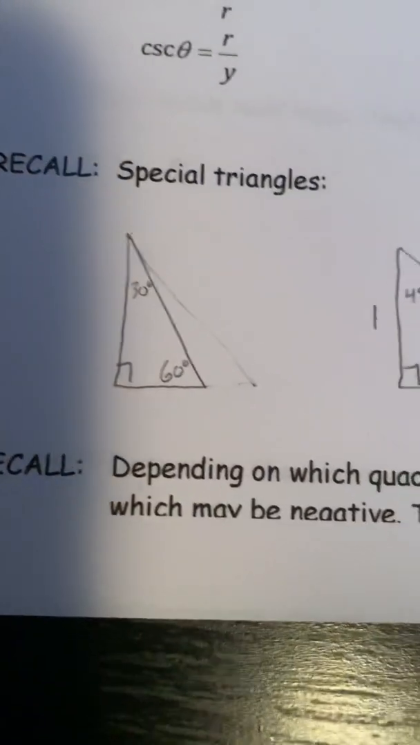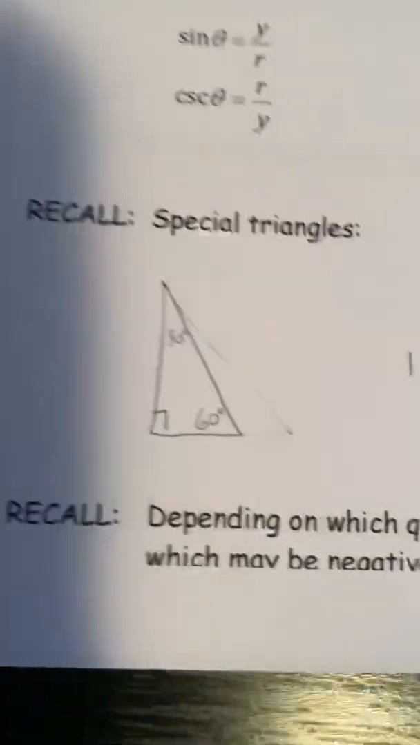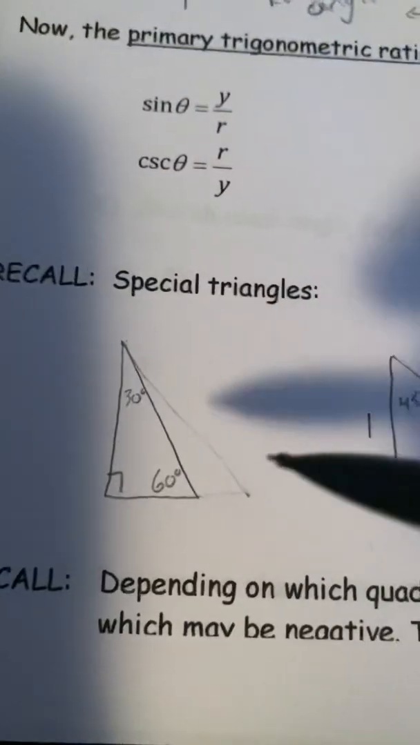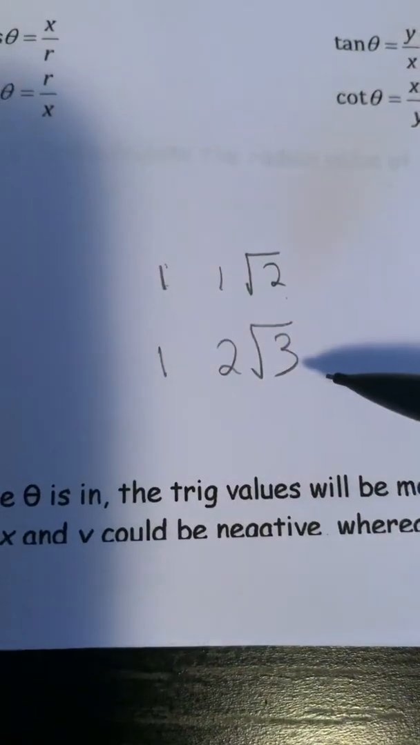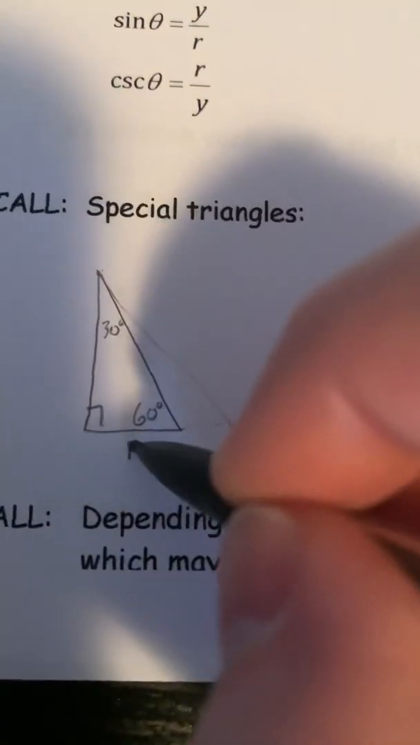Okay, so now we're going to plot the sides on the 30, 60, 90. So the smallest side would be across from the 30 degrees. So we look here, well, which one is the smallest number? And that would be 1. So across from the 30 is 1.